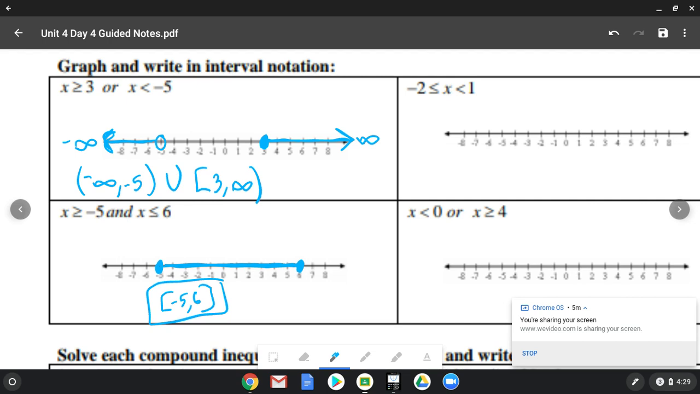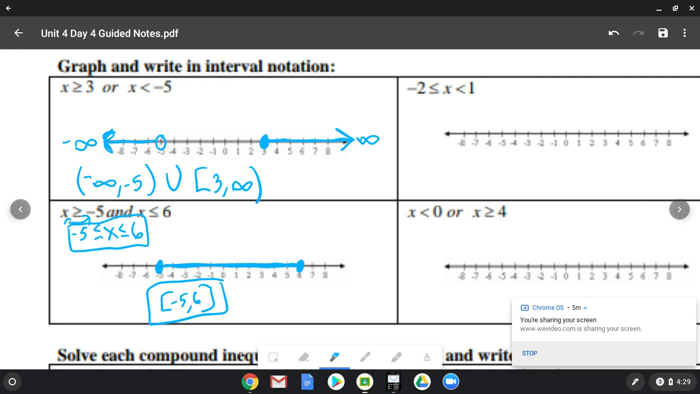Another way that this could be written, by the way, is with the x in the middle. You can keep the 6. If you flip this second inequality around, the -5 can go on the left and the 6 can go on the right. That's another way that you'll see that written in your book and on some quizzes and tests, just to give you a heads up.